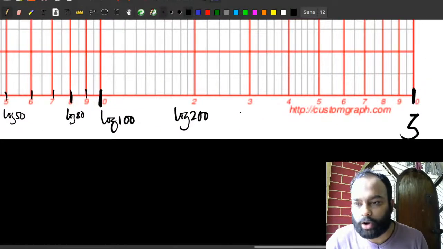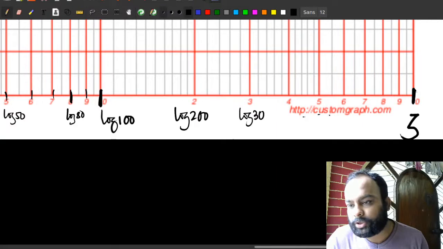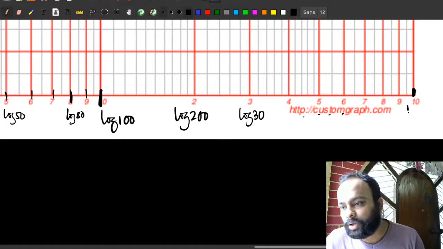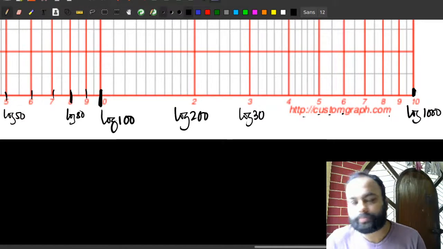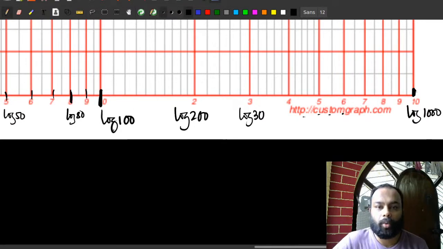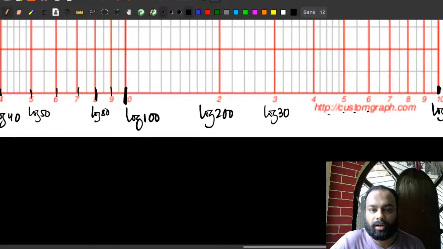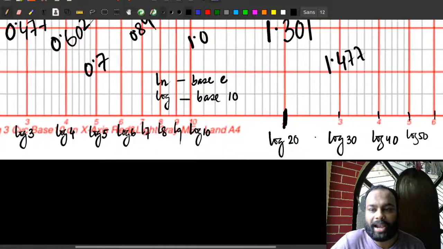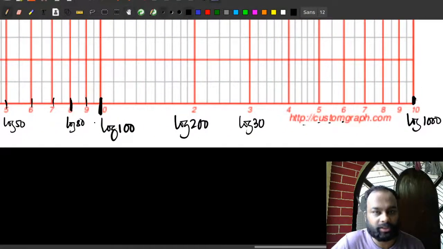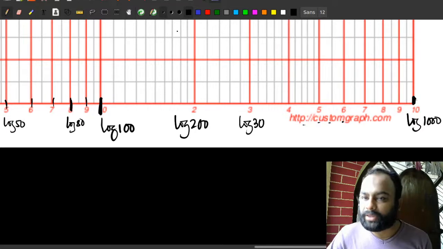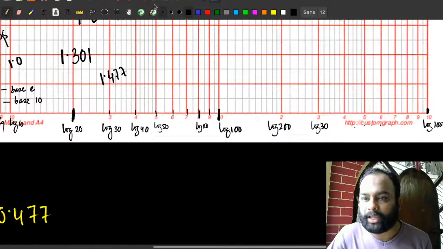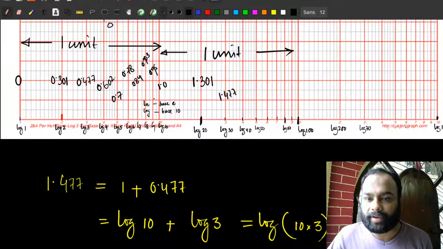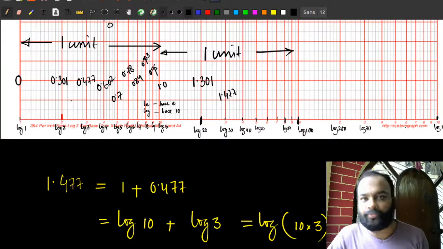So log 200, log 300 and so on up to, so this is 3 and this is going to be log 1000, right? So we started our calculation from log 1 and we ended up at log 1000, right? So now this is what happens whenever we are plotting using this kind of graph paper.